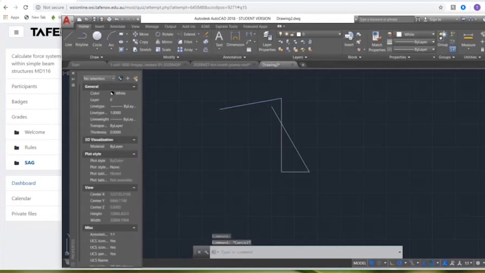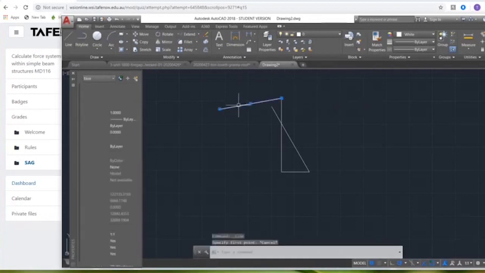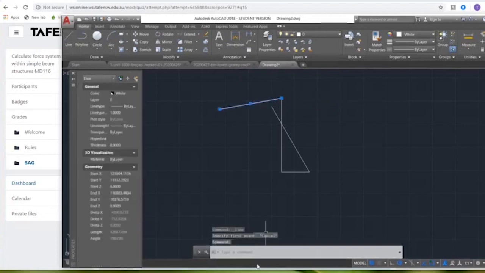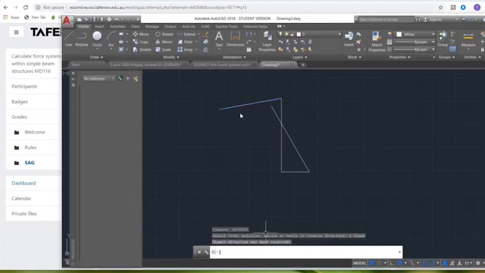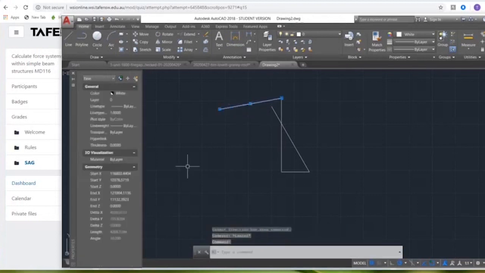Or if you wanted another way to double check, you could reverse this line, which is a command. You can just say reverse. Now what the angle is, 10.2. So what I just did is instead of the line going from there to there, it now goes from there to there.